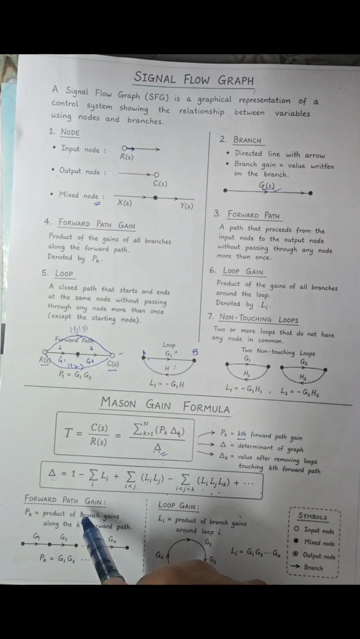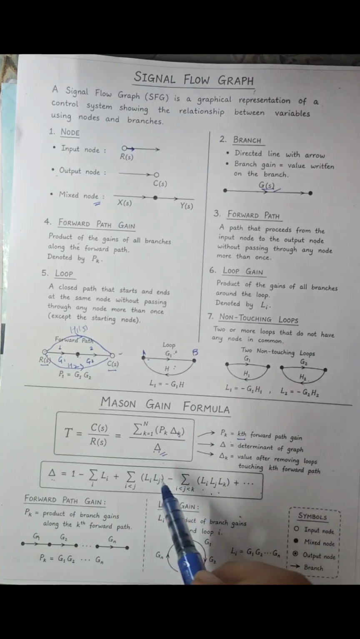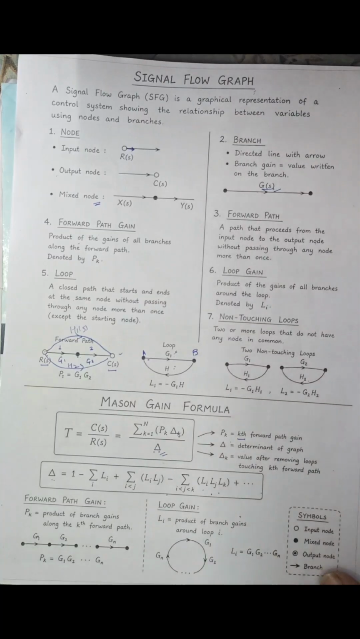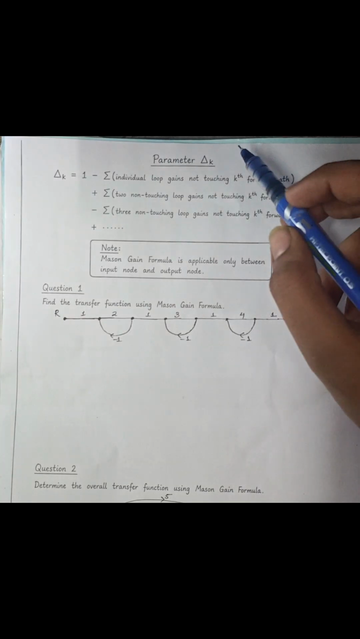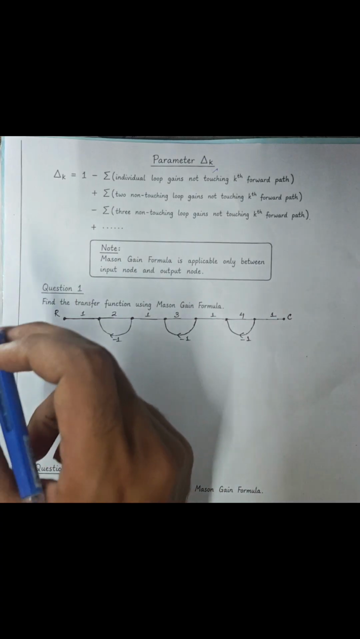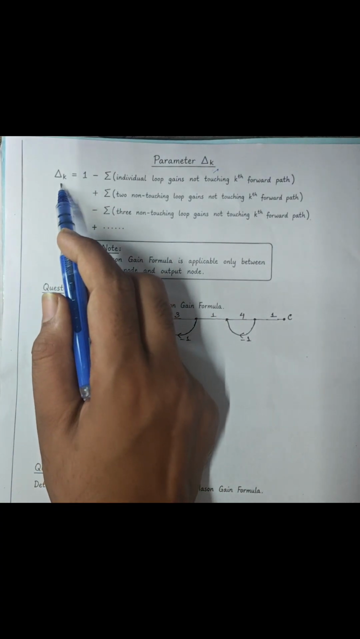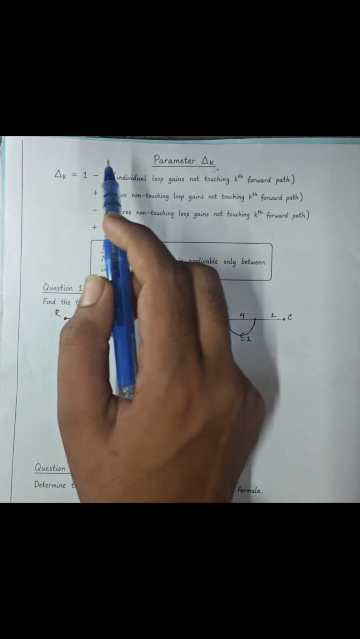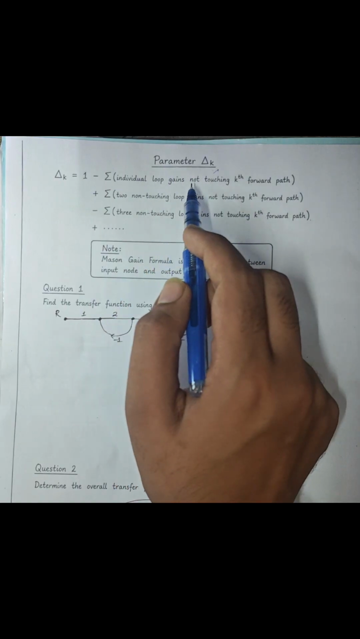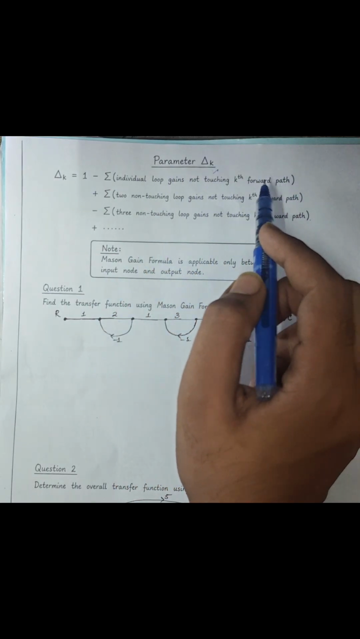So forward path gain explained. Loop gain also explained. So now one parameter left, known as del k. What is del k? Del k is connected to the forward path. So del k is the kth determinant of the gain. It is equal to 1 minus the individual loop gains that are not touching the kth forward path.